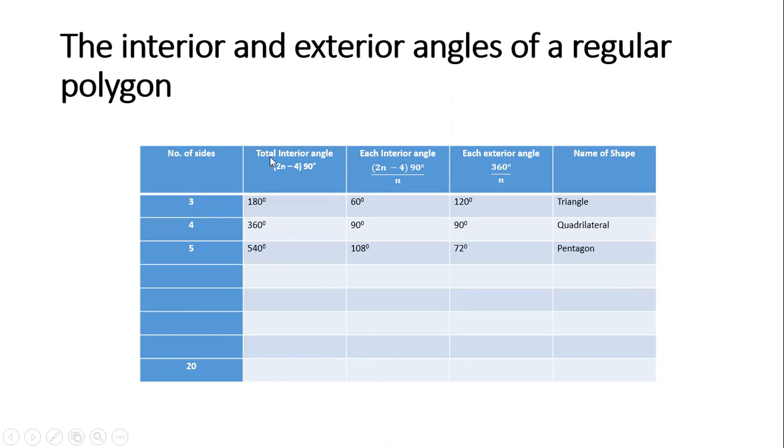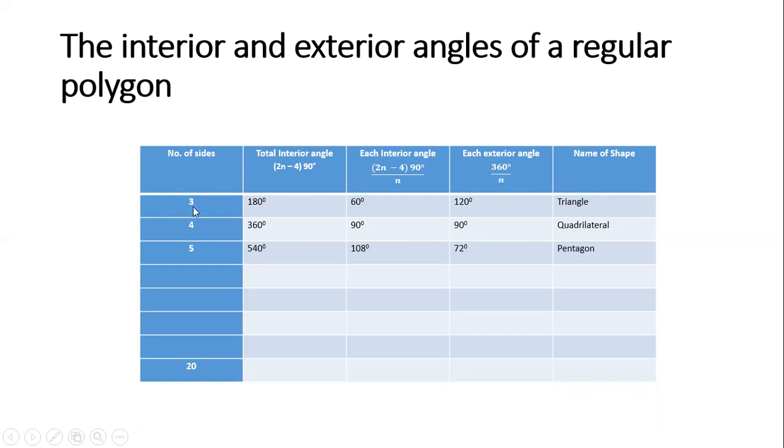The exterior and interior angles of a regular polygon: this time around we start from the number of sides, then total interior angle, each interior angle, each exterior angle, and then the name. Because whether you have 4, 6, 8, even a 100-sided polygon, the total exterior angle will be equal to 360 degrees. So that's why it is uniform for everyone.